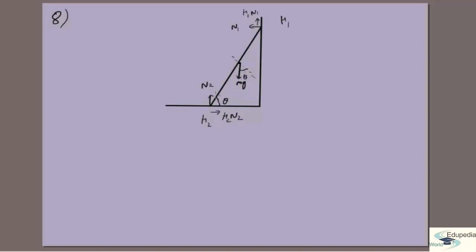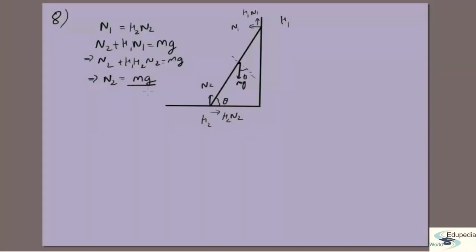So you can have two equations for force being 0 in the x and y directions. That will give you N1 is equal to mu2 N2 and N2 plus mu1 N1 is equal to mg, which can be written as N2 plus mu1 mu2 N2 is equal to mg. Substituting N1 from the first equation, which means N2 is equal to mg by 1 plus mu1 mu2, and N1 is mu2 times this. So N1 is equal to mu2 mg by 1 plus mu1 mu2.